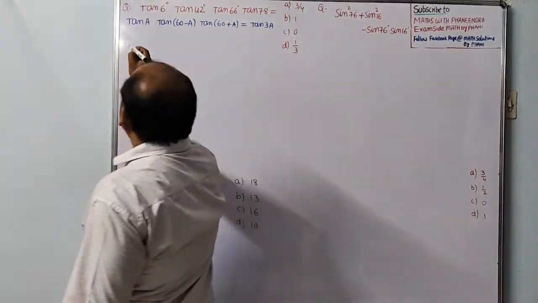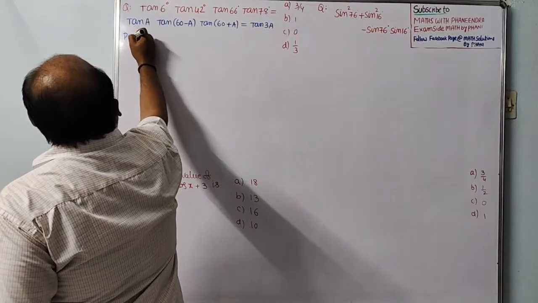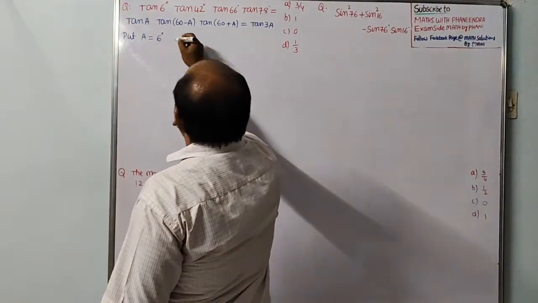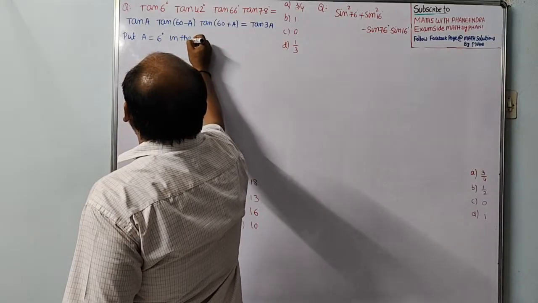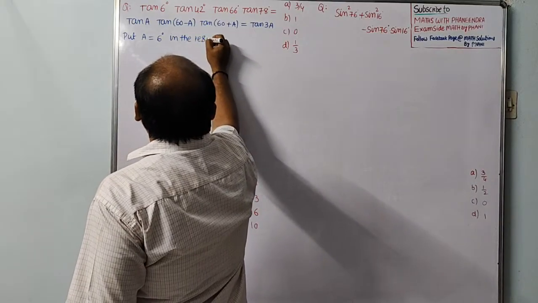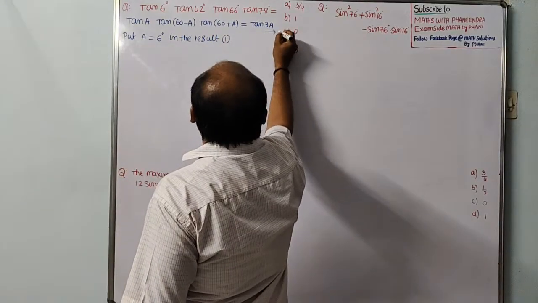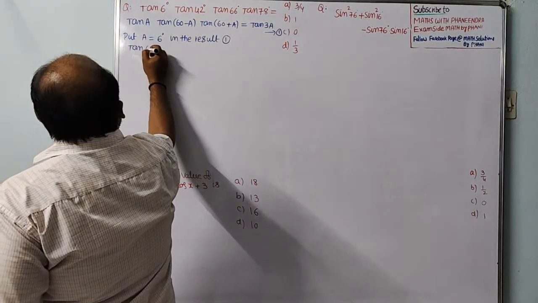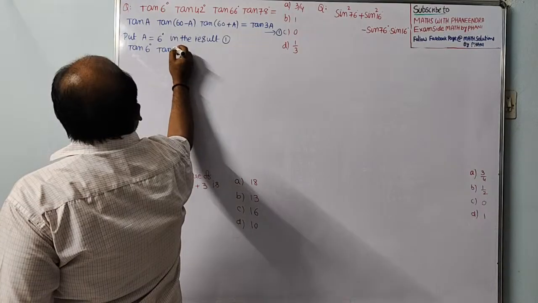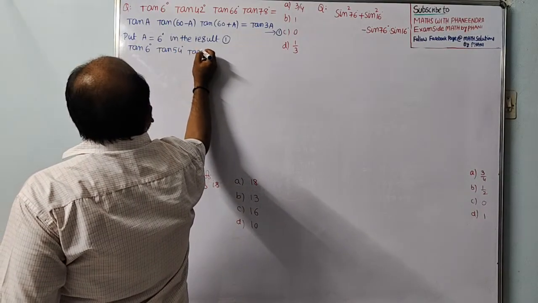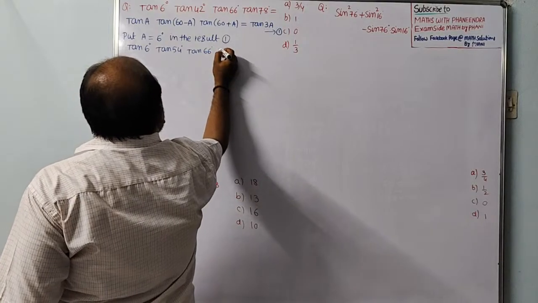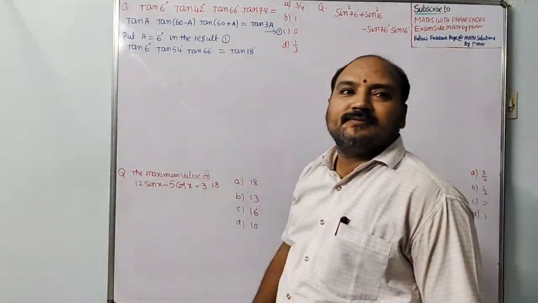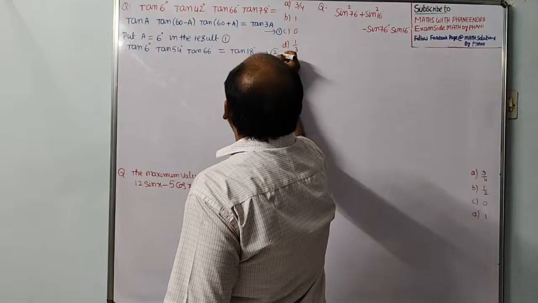After that, what we have to do is put A is equal to 6 degrees in the above result, result 1. So what comes? Tan 6 degrees, tan 54 degrees, tan 66 degrees is equal to tan 18 degrees. Am I right? Equation 2.